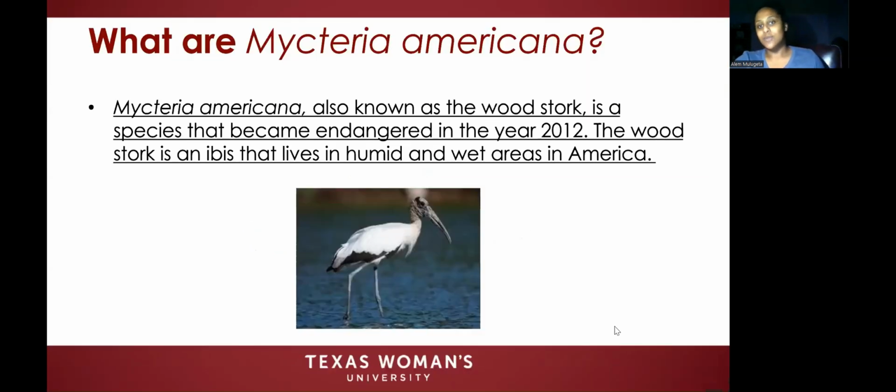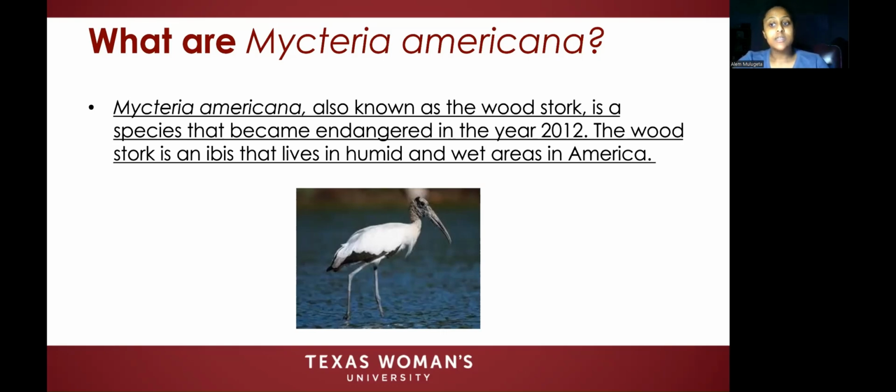So, what are Mycteria americana? Even though I know a lot of you may know what species this is, the Mycteria americana is also known as the wood stork. The wood stork is a species that became endangered in the year 2012. The stork is an ibis that lives in humid and wet areas across America.